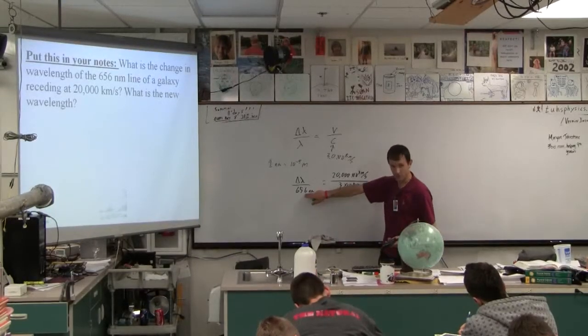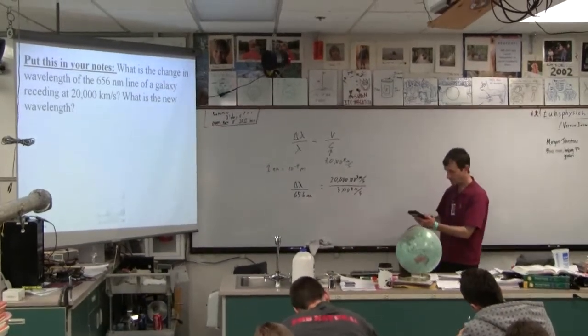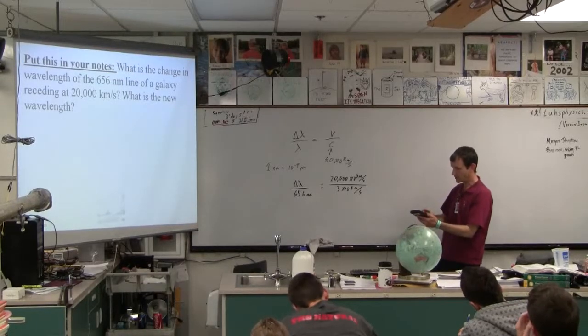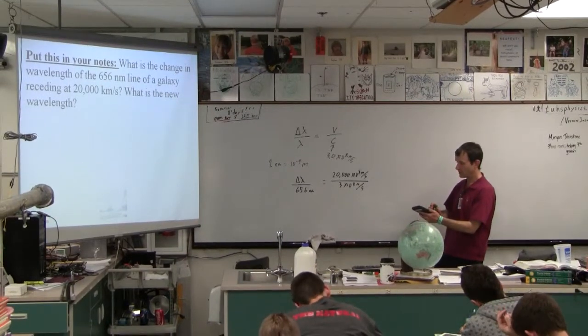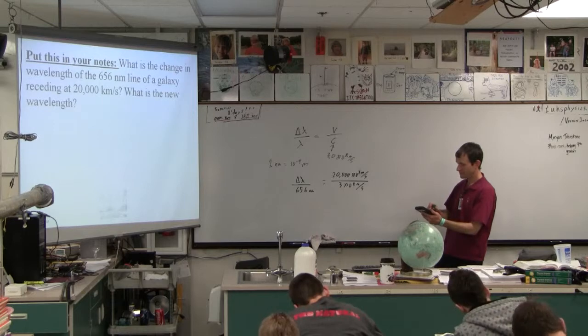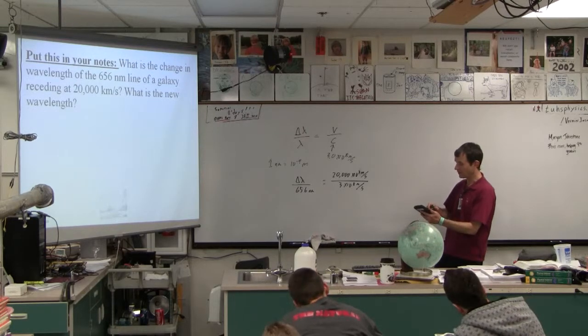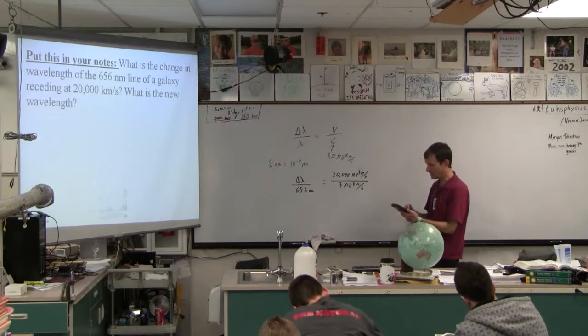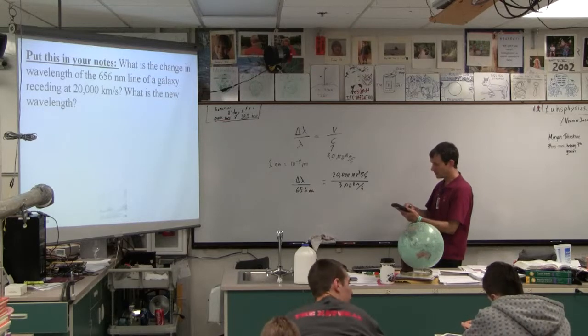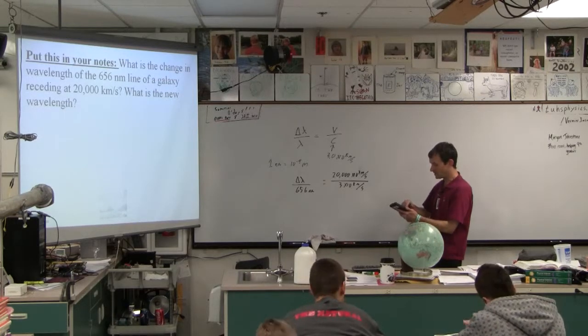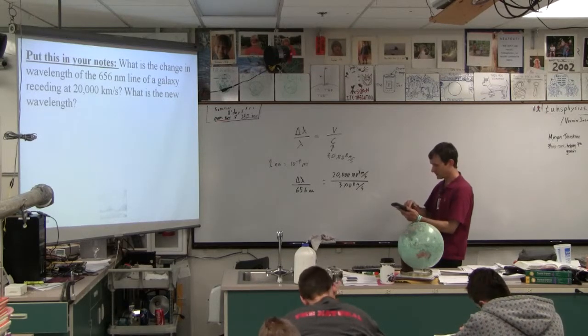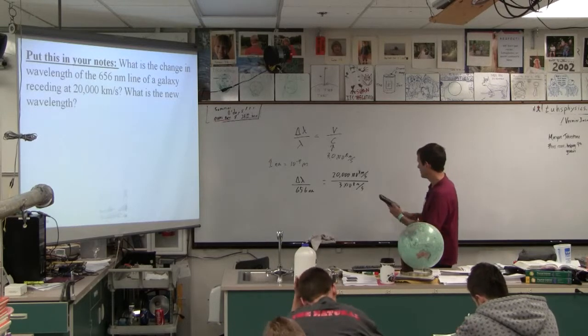Leave that in nanometers, so just type 656 times 20,000 times 10 to the 3rd. Don't forget to say times 10 to the 3rd, right? E3 divided by 3E8. 43.7, yeah.